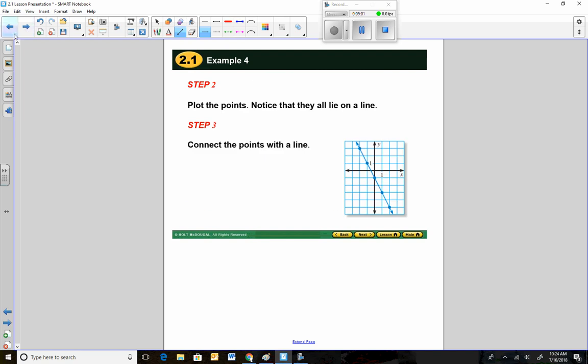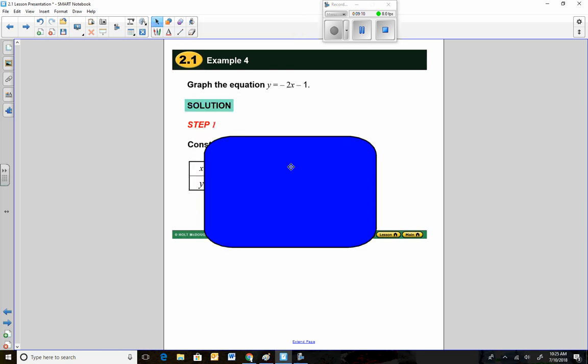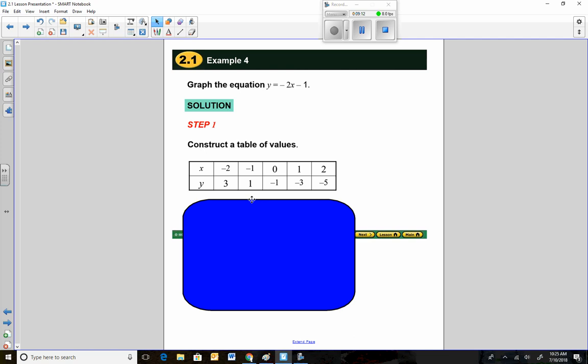Okay, you have y equals -2x minus 1, and you plug in your x's and your y's. So when I plug in my x's and my y's, I get these: -2, 3; -1, 1; 0, -1; 1, -3; and 2, -5.